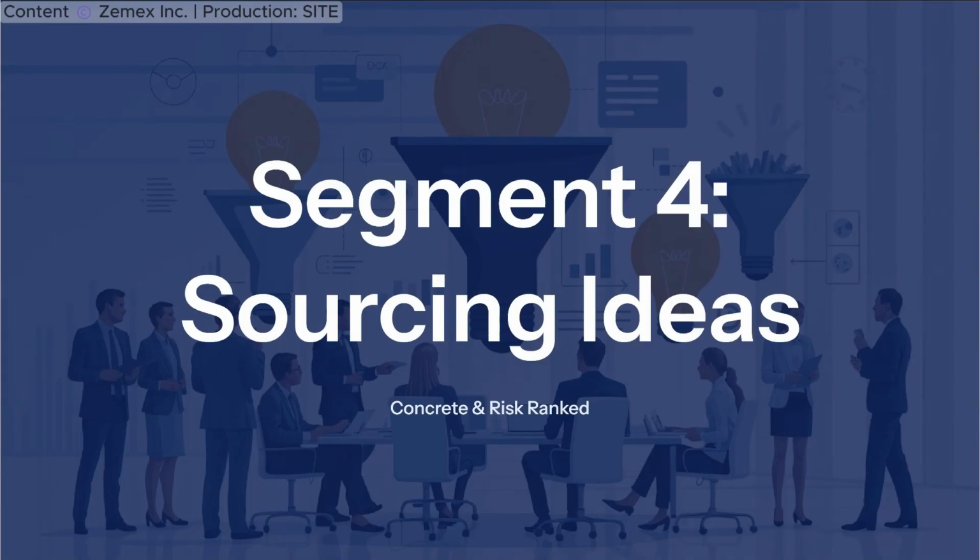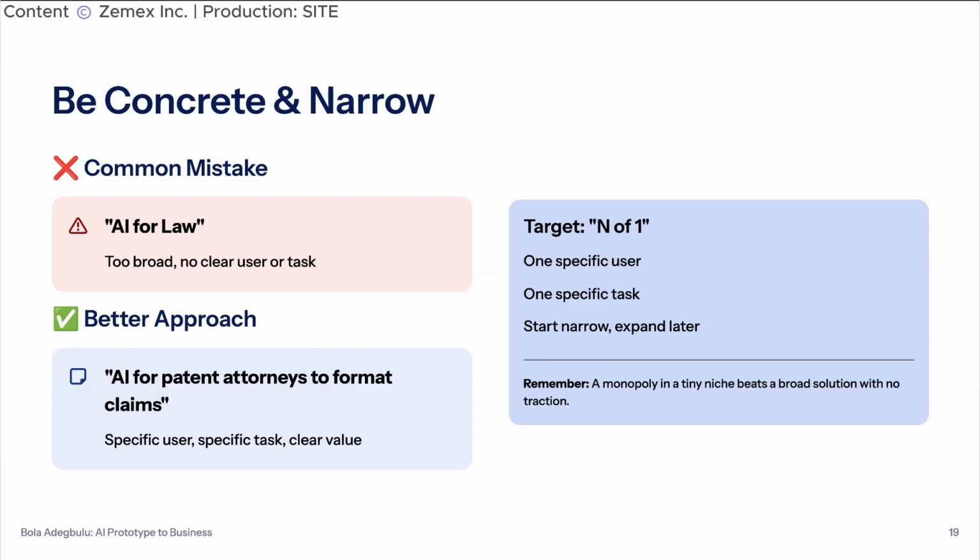In this section, we're going to cover where and how to find ideas. But first, we must define our idea as narrowly as possible. Here's a mistake I see all the time. Someone gets excited about AI and says, I'm going to build AI for law, or I'm going to build AI for healthcare, or I'm going to build AI for education. And I get it, these are big markets.